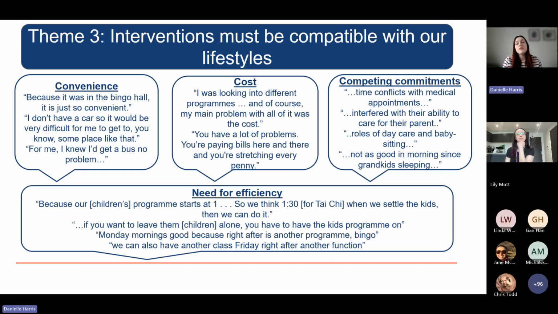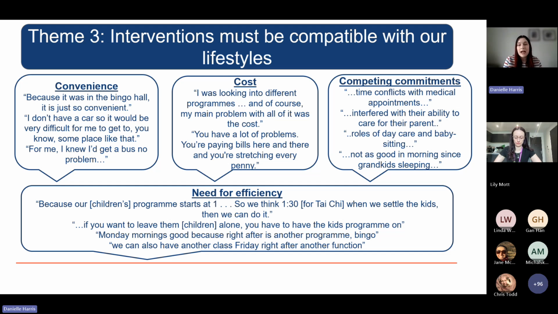The final theme was around interventions must be compatible with our lifestyle. So participants describe their needs and preferences for engaging in physical activity interventions. Factors related to the intervention setting itself were really important. So having locations that were convenient and easy to get to really facilitated engagement, whilst long travel distances were a barrier. Cost was also a really important factor. So both in terms of the cost of the physical activity sessions themselves or the cost of getting there. Providing sessions free of charge really helped to facilitate engagement.